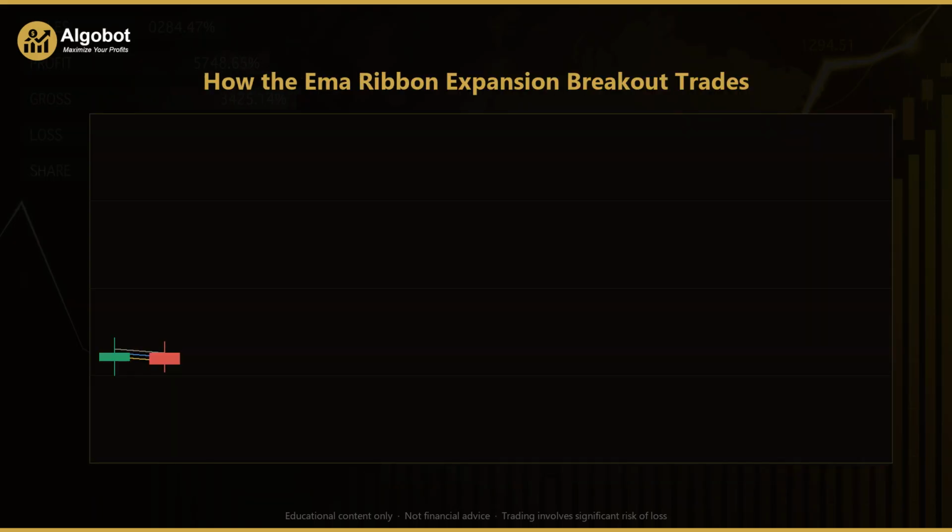Now let's bring the whole strategy to life on a chart. On screen you can see our candles, and drawn over them are the 3 moving averages of the ribbon, the fast line in gold, the mid line in blue, and the slow line in gray. Watch how they behave, because their relationship is the entire story here.